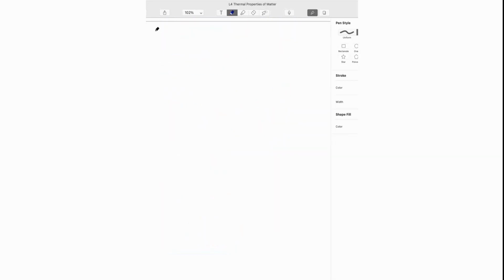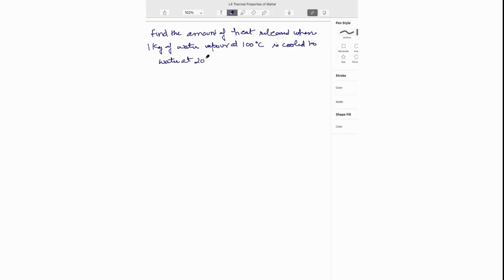Let's look at another question. Find the amount of heat released when 1 kg of water vapor at 100 degrees centigrade is cooled to water at 20 degrees centigrade. So we have water vapor at 100 degrees centigrade, which has to be cooled to water at 20 degrees centigrade.